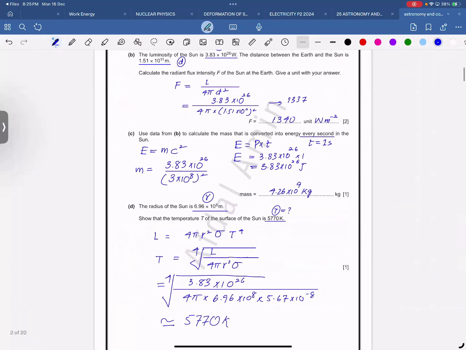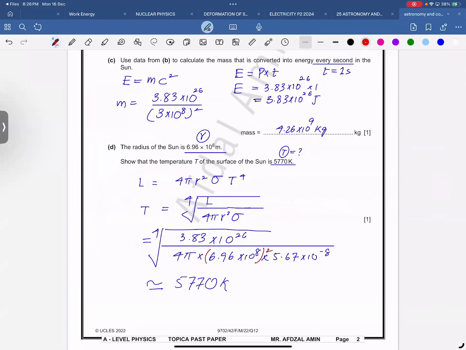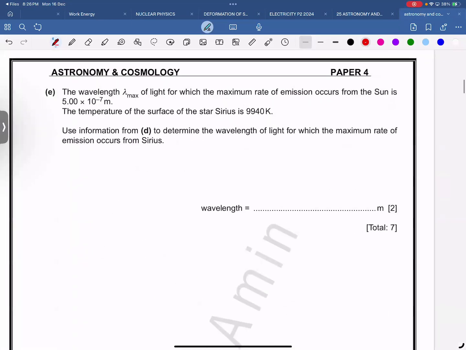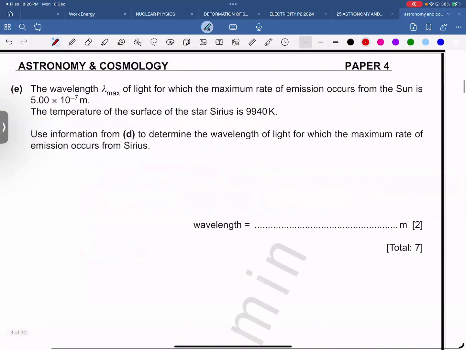So again, here you use the radiant flux intensity equation and Stefan-Boltzmann's law. I didn't use radius squared, but my answer is still the same. Okay. The wavelength lambda max of light for maximum rate of emission is this, and the surface temperature is this. Use the information to determine the wavelength of light from this other star.